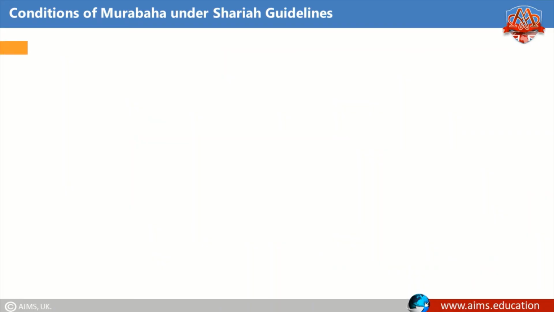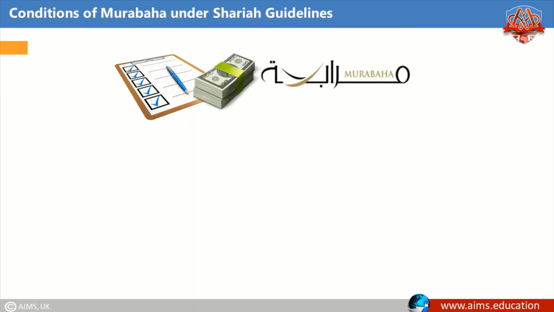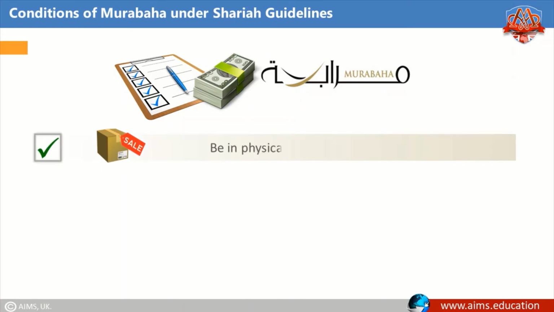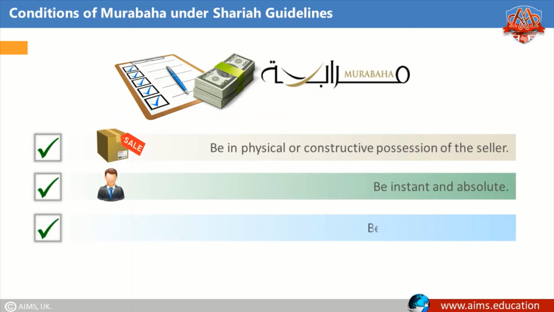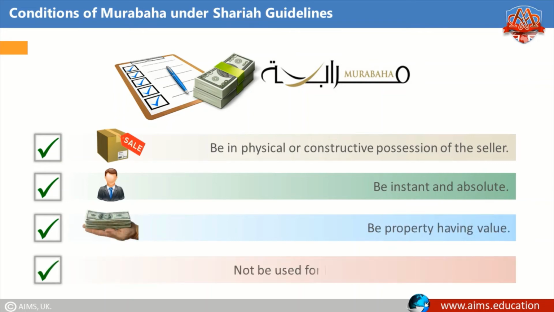Conditions of Murabaha under Sharia guidelines. Here are some conditions of Murabaha financing, which are as follows. Subject of sale, whether it is physical or constructive, should be in physical or constructive possession of the seller. The sale should be instant and absolute. The subject matter should be property having value. It should not be used for non-Sharia compliant purposes.